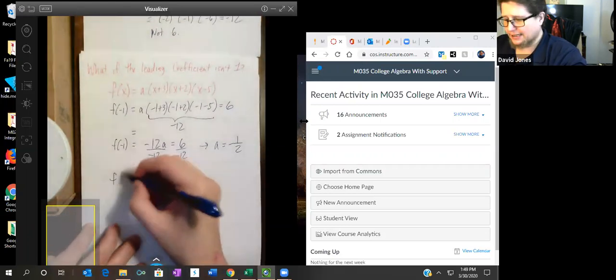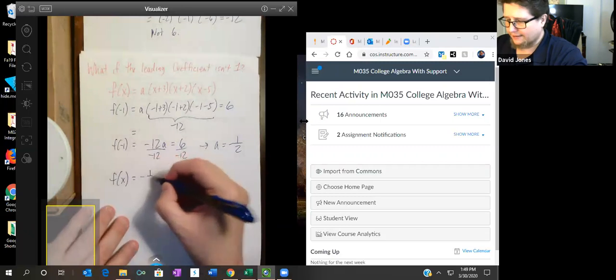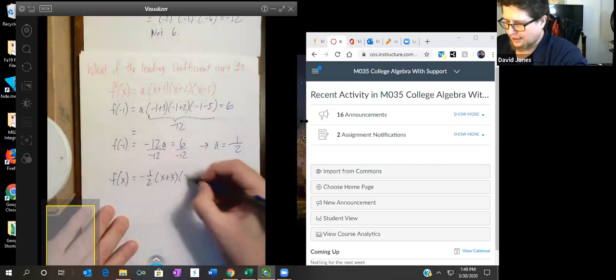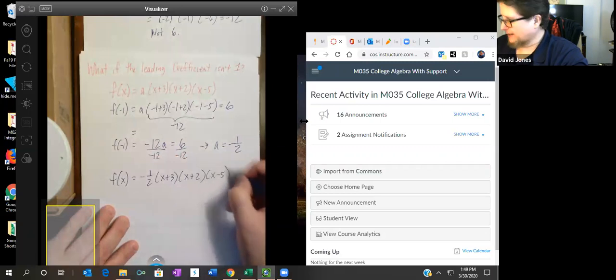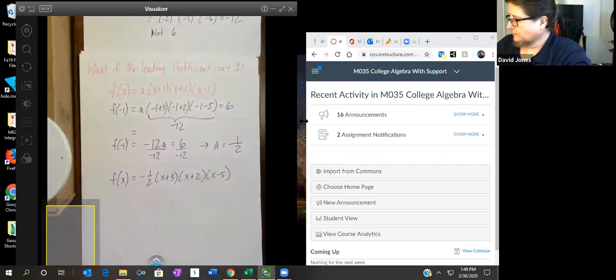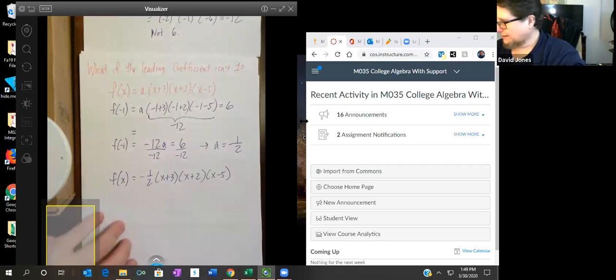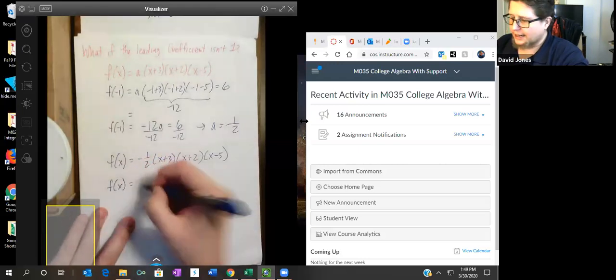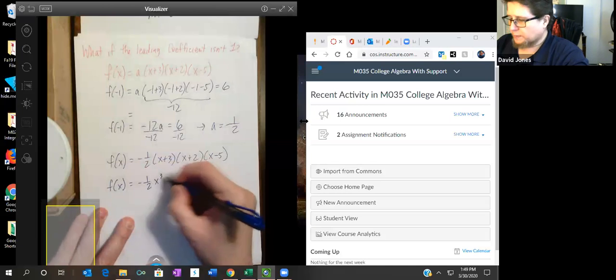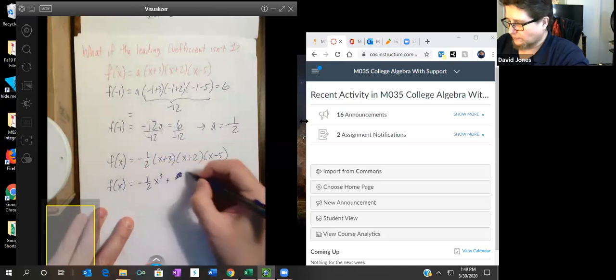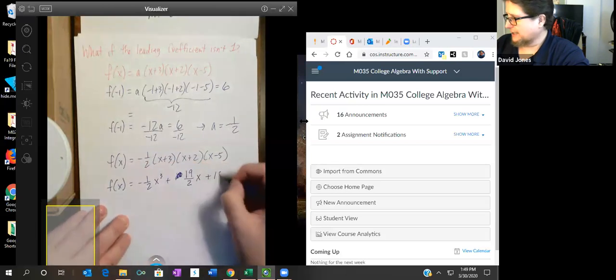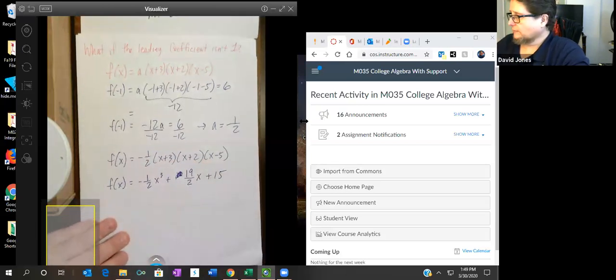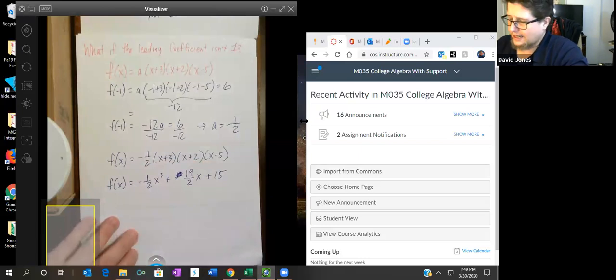And so f of x is -1/2 times x plus 3 times x plus 2 times x minus 5. You should write this, multiply that out, okay? We don't leave them like that. In fact, I'm going to give that to you as a challenge. When I multiply that out, I get -1/2 x cubed plus 19/2 x plus 15. See if you get that.